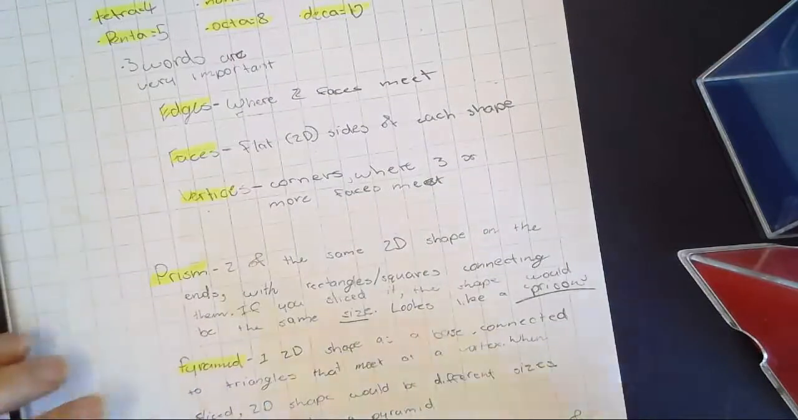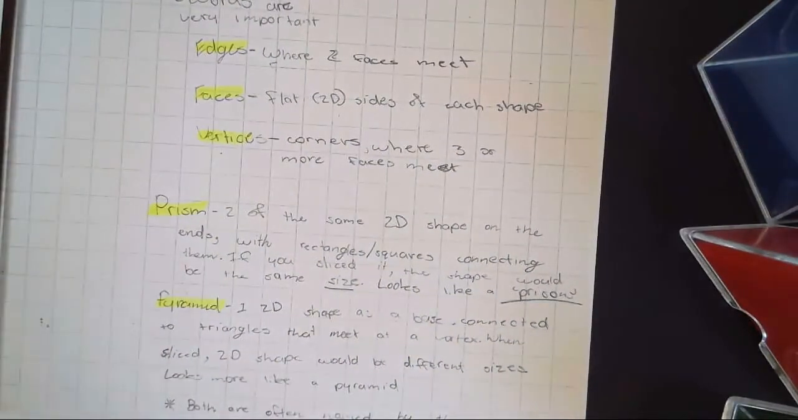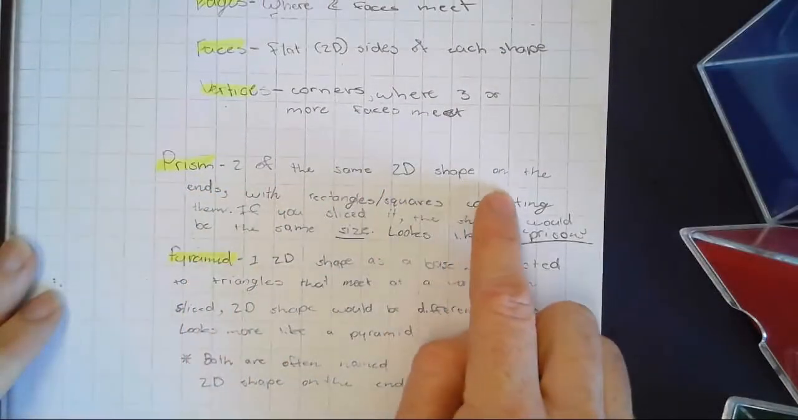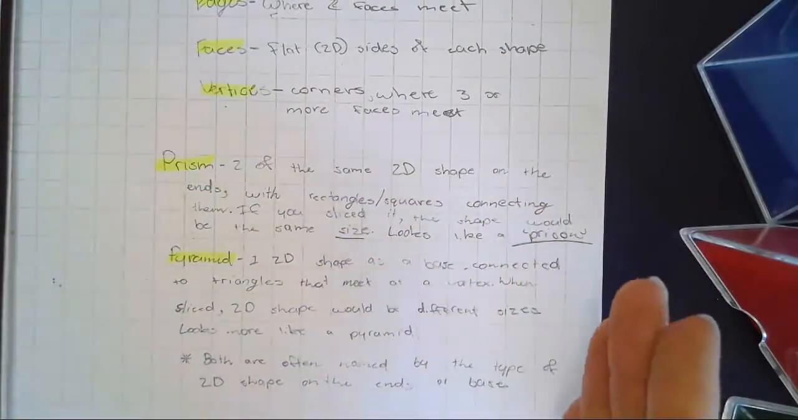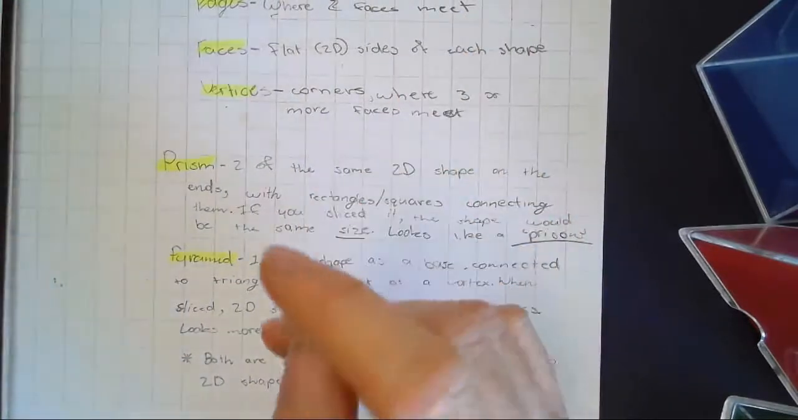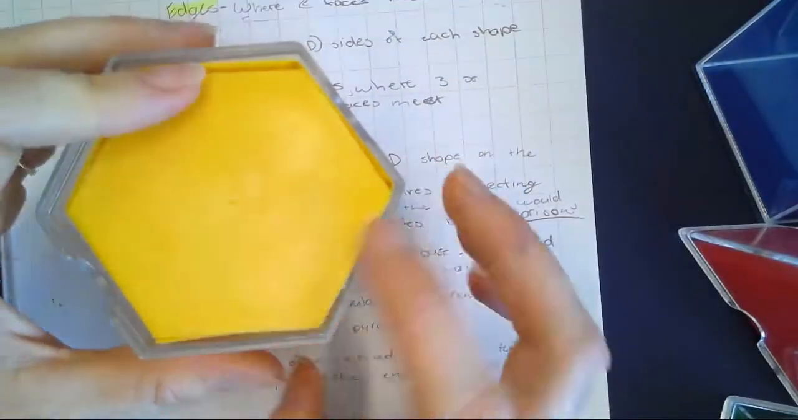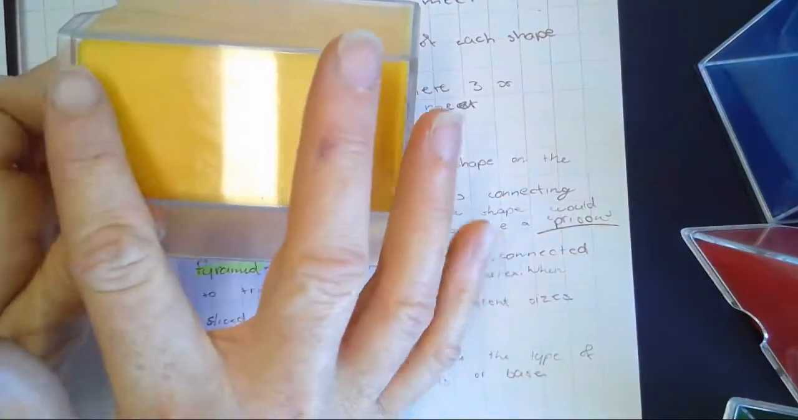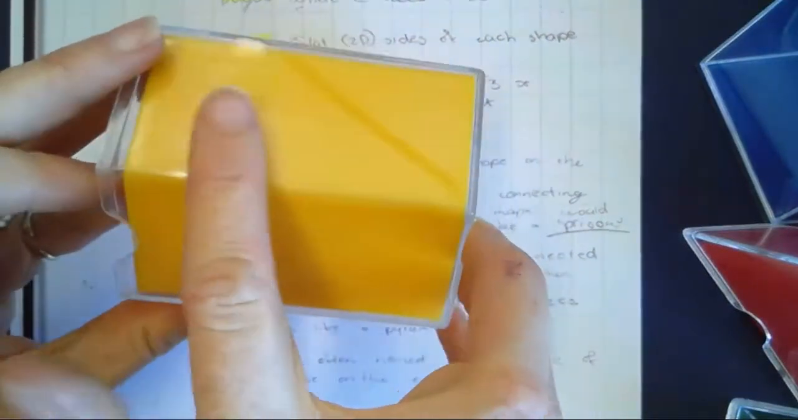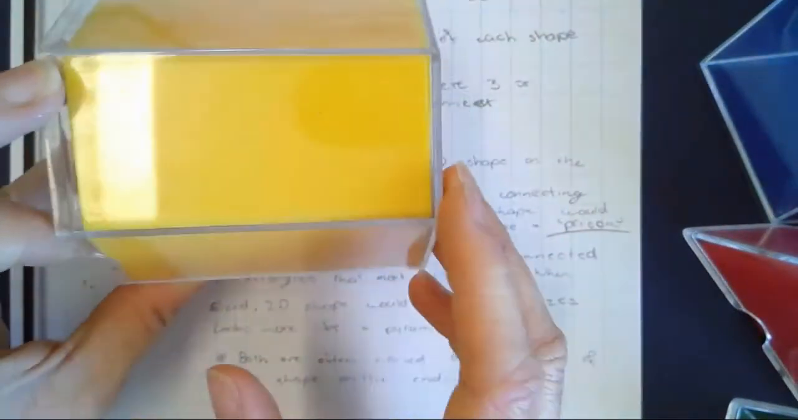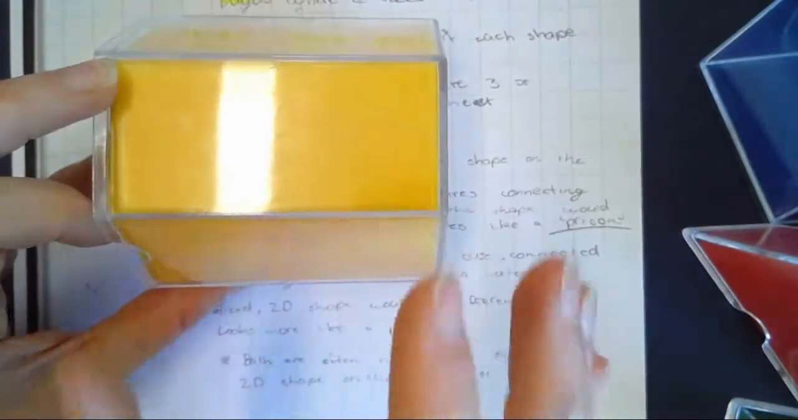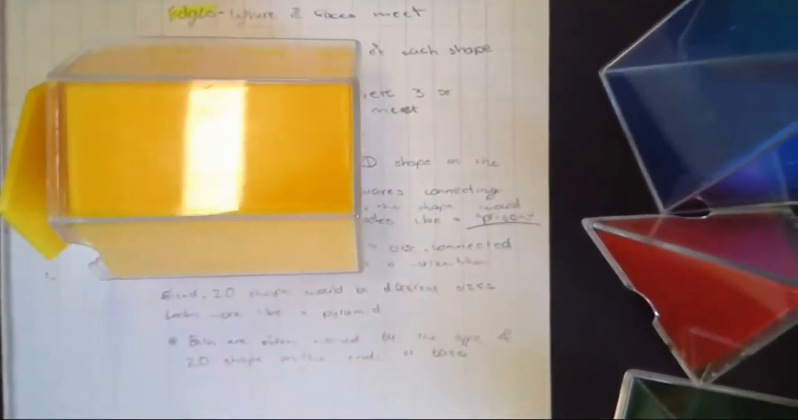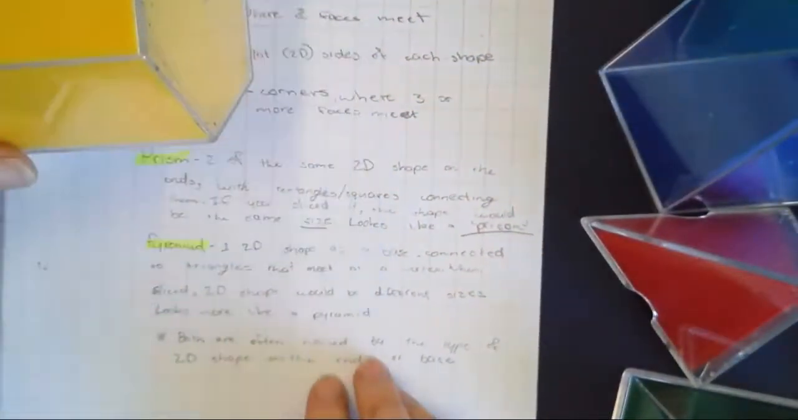And then we've also got two broad categories of shapes. We've got a prism, which is two of the same 2D shape on the ends with rectangular sides. So I've got an example here. I've got a hexagon on this end and a hexagon on this end, and in between for this shape there are rectangles as the faces. You could also have them as squares if it was a little bit more squashed, and they were all the same size. Cool. So they are what we call prisms.